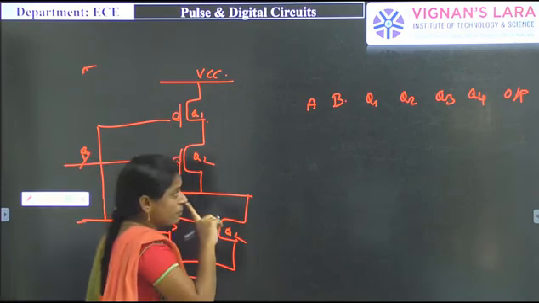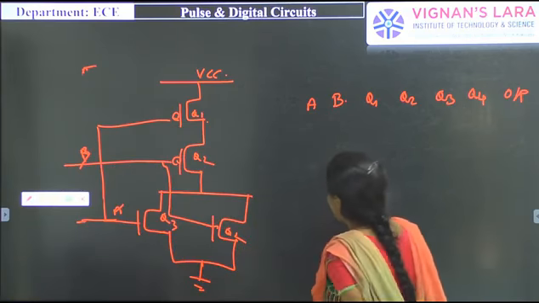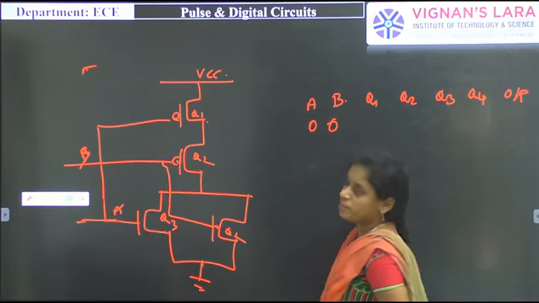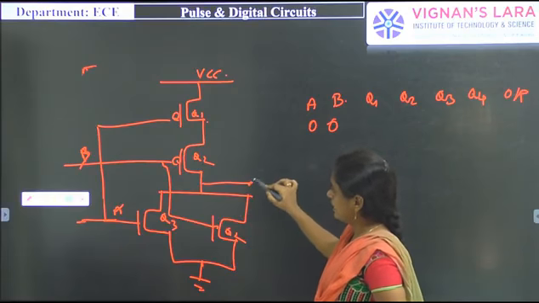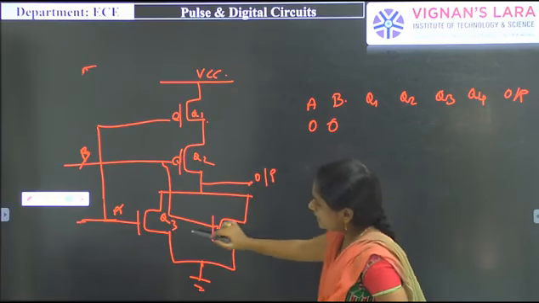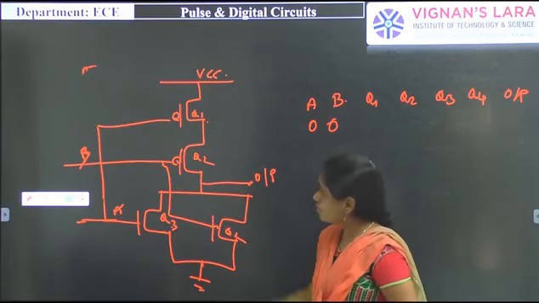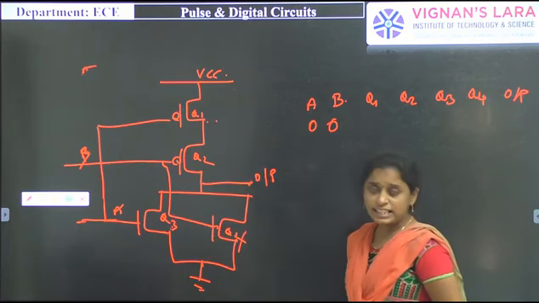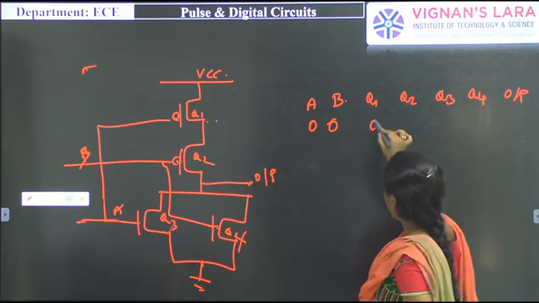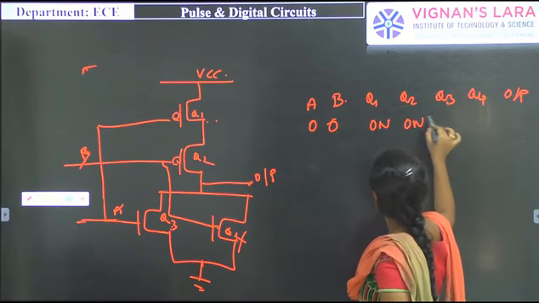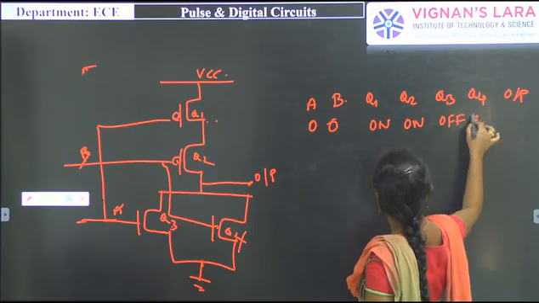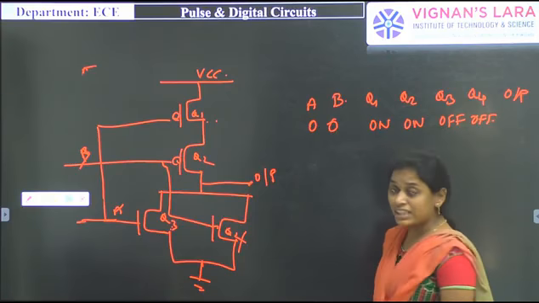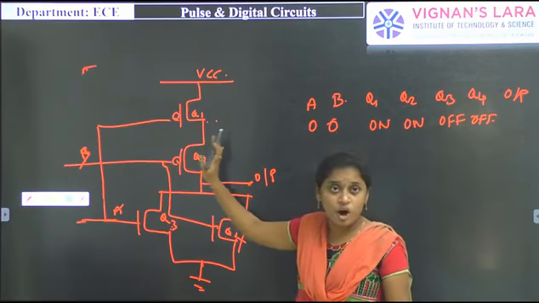When both the inputs are 0, 0, the output is taken here. Simply, we apply 0 volts to Q1, Q2 and, at the same time, Q3 and Q4. In this case, Q1 is on and Q2 is on, Q3 is off and Q4 is off. Simply, both transistors are in the on condition.